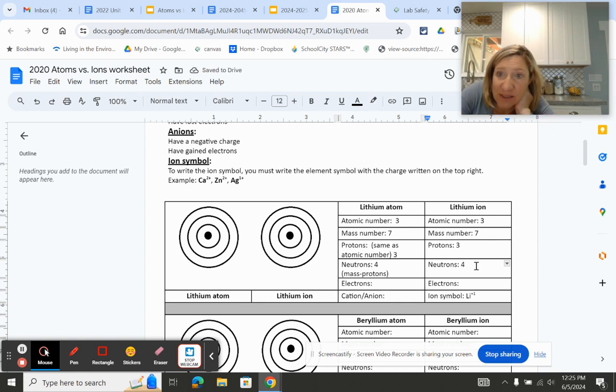Everything so far is the same, you guys. Okay. Now, I'm first going to focus on my atom because the ion will be a little trickier. So I'm going to first focus on this.